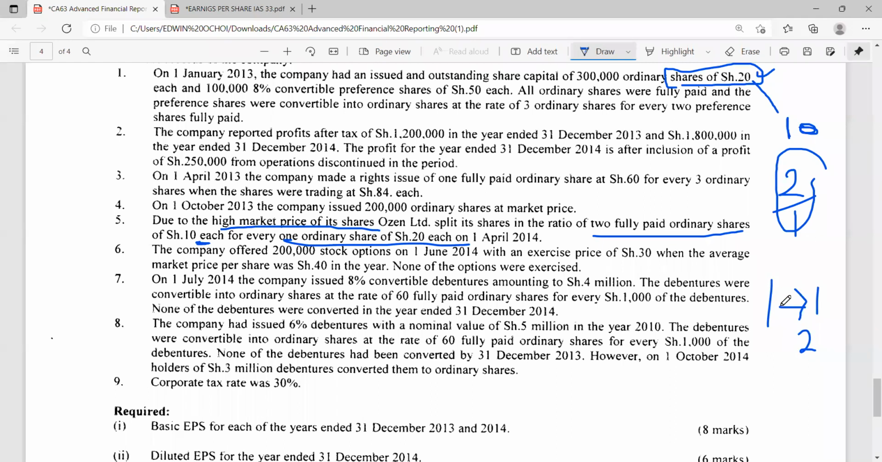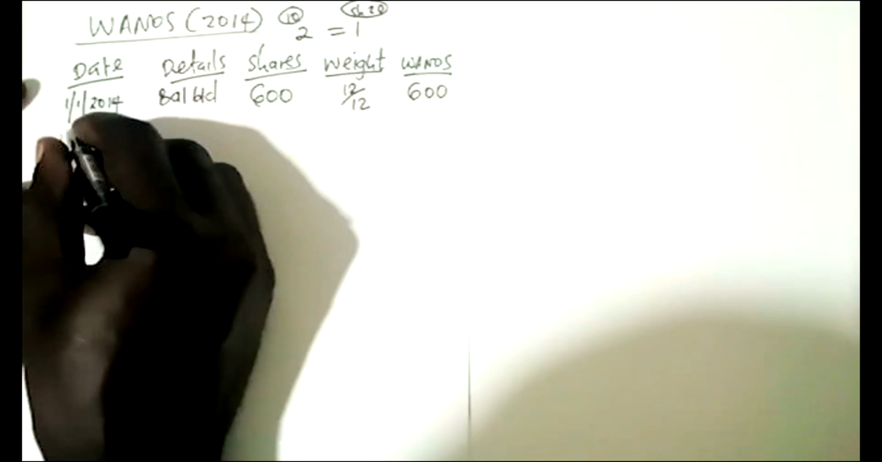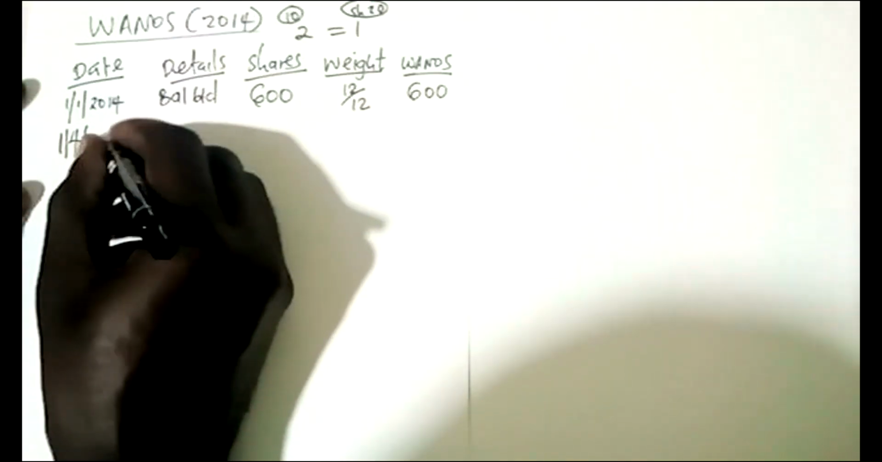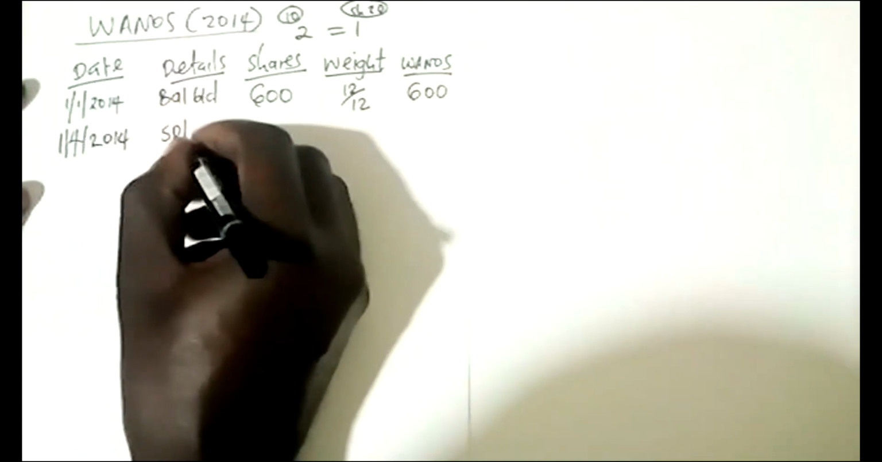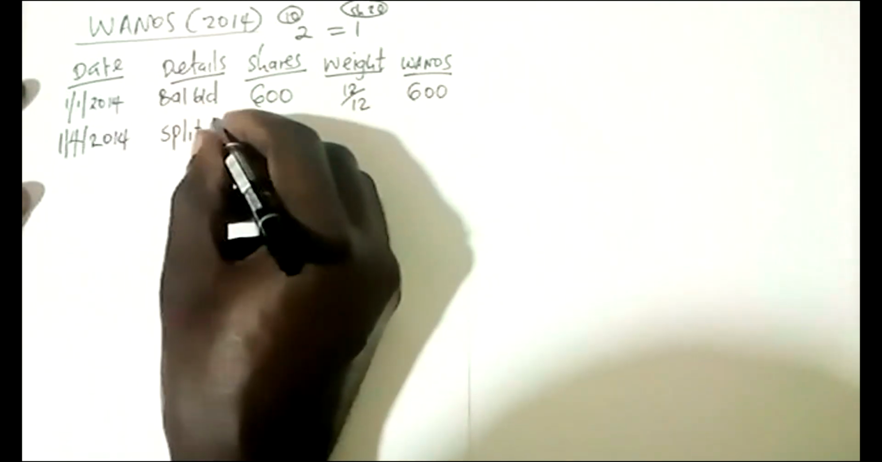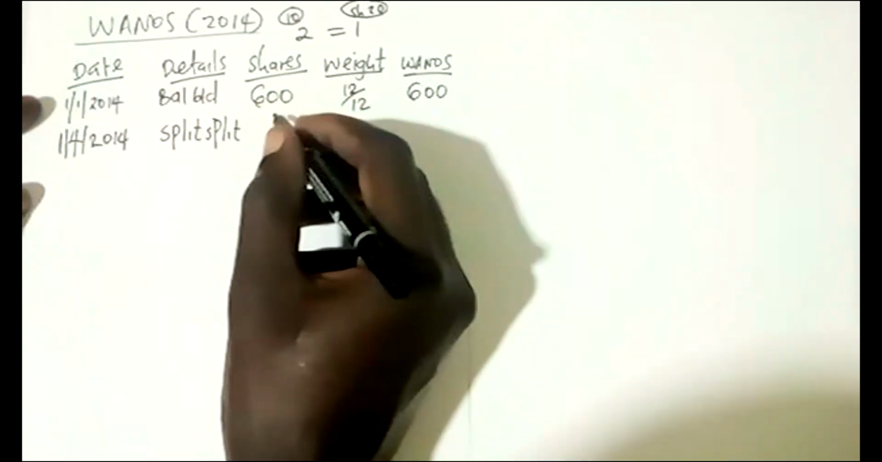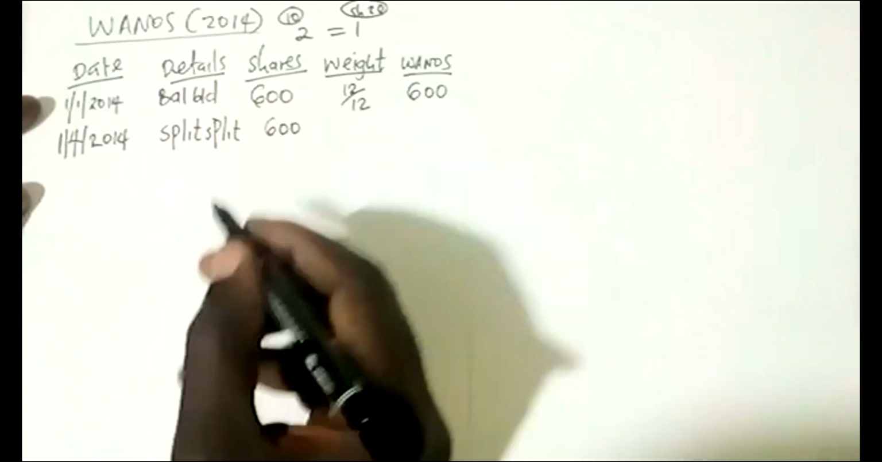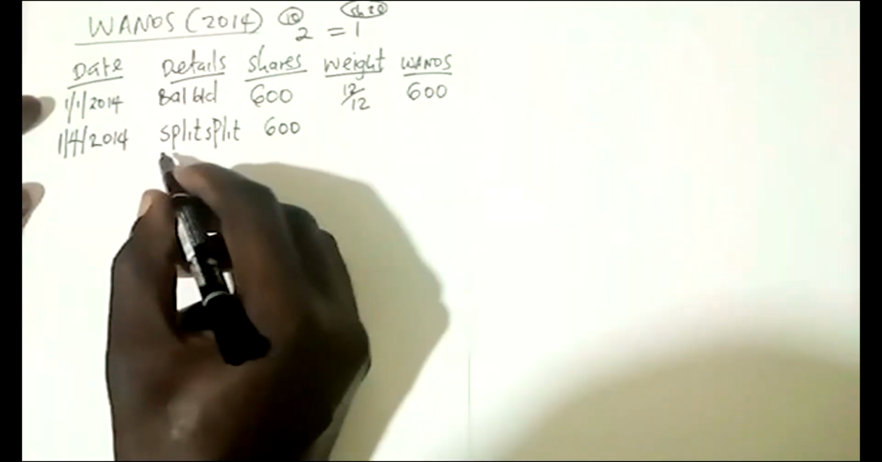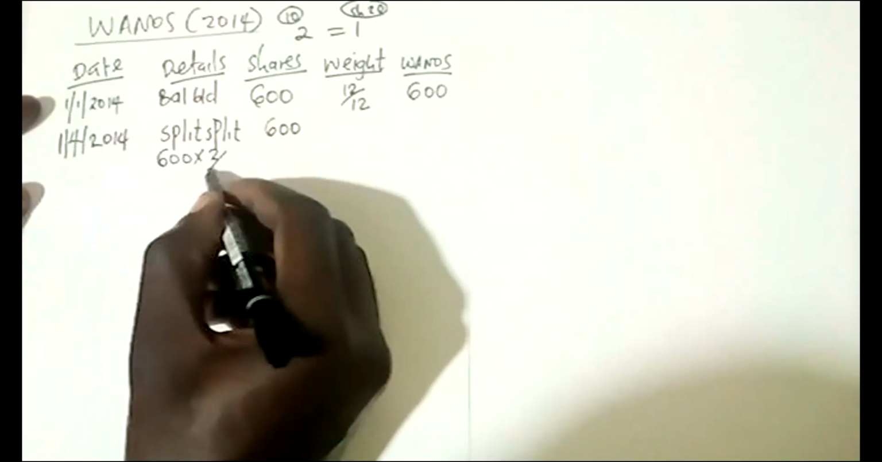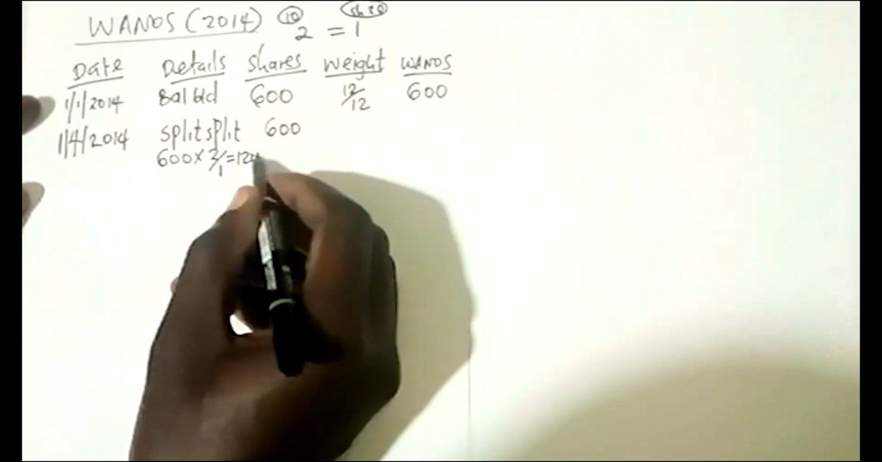So if you split 1 share, there's another one which comes in. So in total they would be 2. So for now, by April 2014, they are doing a share split of the shares which were outstanding as at 31st December 2013, which are these 600. So this 600 will bring another 600. It's the same way of saying 600 times 2 over 1, you get 1200.